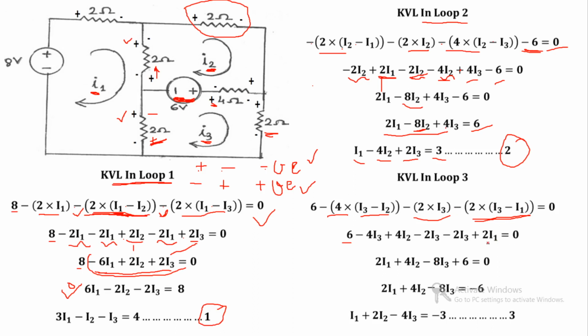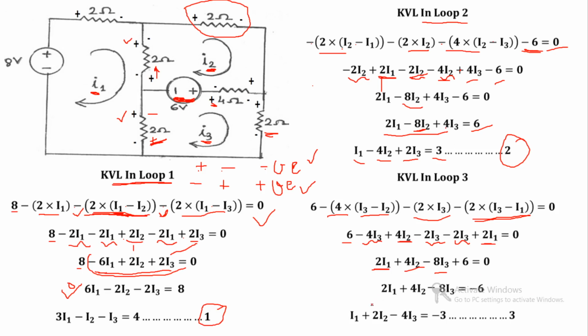Again simplify the individual terms. The I1 term is only a single term, that is 2 I1, so I will write 2 I1 as it is. The I2 term is also a single term, so I will write 4 I2. The I3 term is minus 4 I3 minus 2 I3, again minus 2 I3, so that is equal to minus 8 I3, plus 6 as it is, equal to 0.